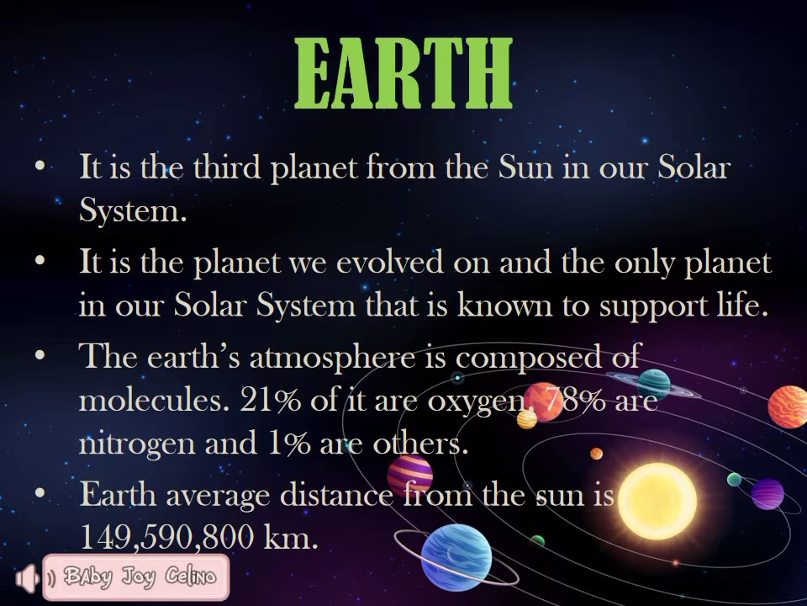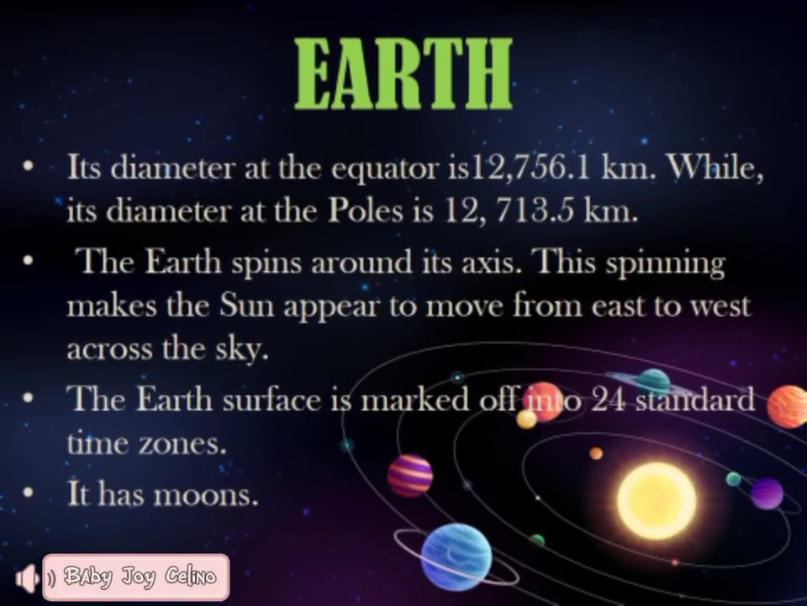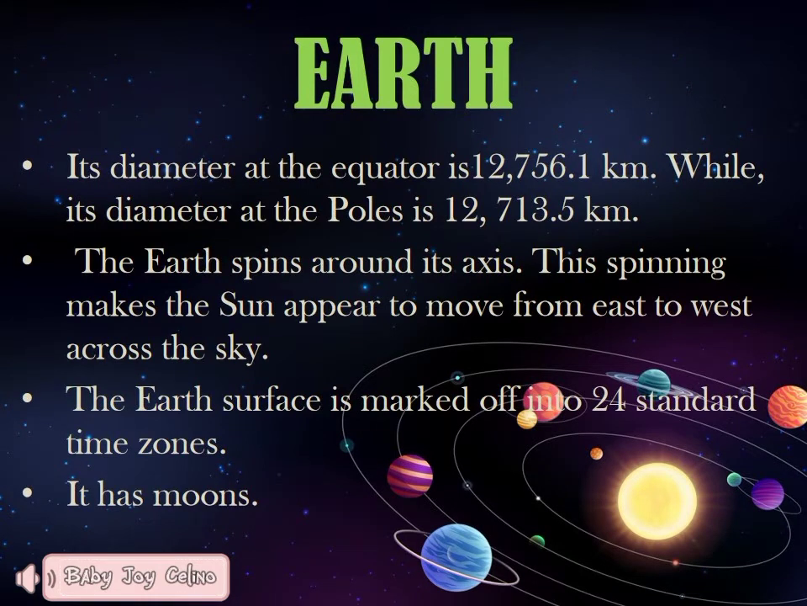Earth's average distance from the Sun is 149,590,800 km, and its diameter at the equator is 12,756.1 km, while its diameter at the poles is 12,713.5 km. The Earth also spins around its axis. This spinning makes the Sun appear to move from east to west across the sky. The Earth's surface is marked off into 24 standard time zones, and also Earth has a moon.